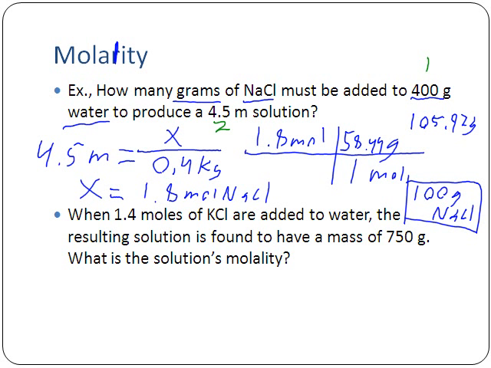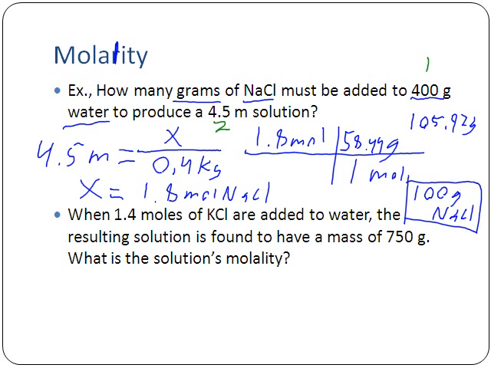That's the number of grams of NaCl added to 400 grams of water to produce a 4.5 molal solution. One last one here. If we have 1.4 moles of KCl added to water, the resulting solution is found to have a mass of 750 grams. What is the solution's molality?